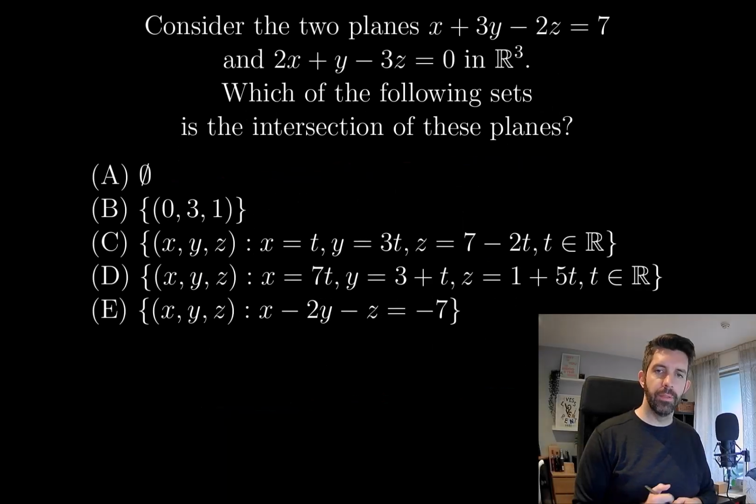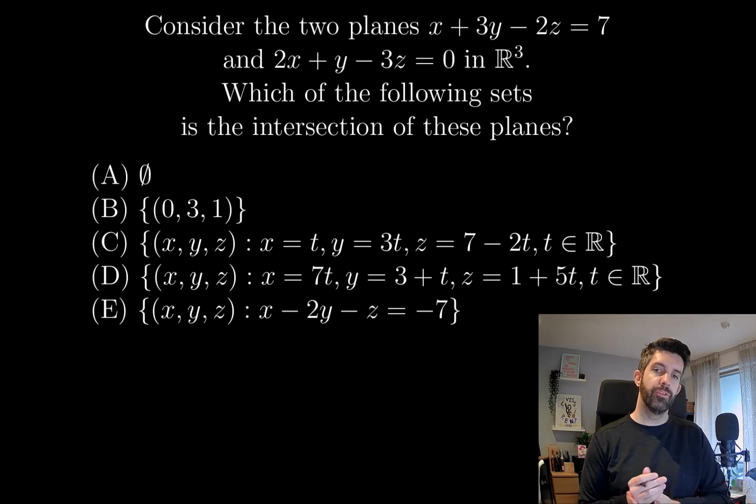Consider the two planes x plus 3y minus 2z equals 7 and 2x plus y minus 3z equals 0 in R3. Which of the following sets is the intersection of these planes? And we're given three possible sets here.